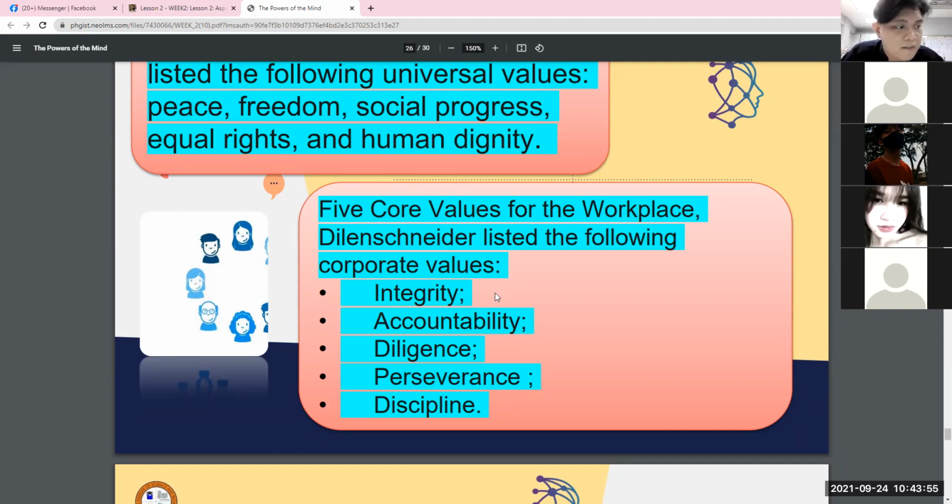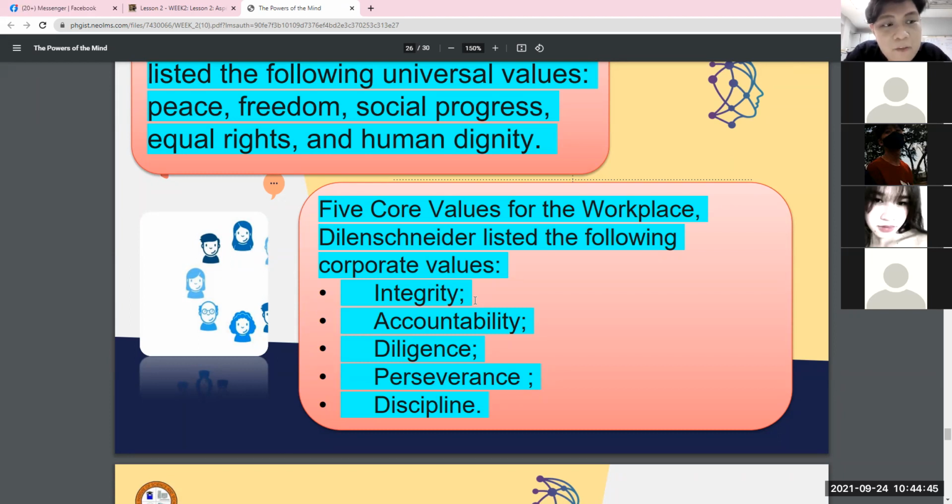Pag sinabi integrity, it is your paninindigan sa sarili mo, and how you maintain your credibility, kung sino at ano kang tao. That's being integrity. The smallest example of integrity is your answering of the modules, na hindi ka mangongopya sa iba, na hindi mo dadayain yung mga sagot. That speaks about your integrity, because you're being honest to yourself, na ginawa mo ang lahat ng paraan sa sarili mong kakayahan para masagutan yung mga activities and assignments mo.